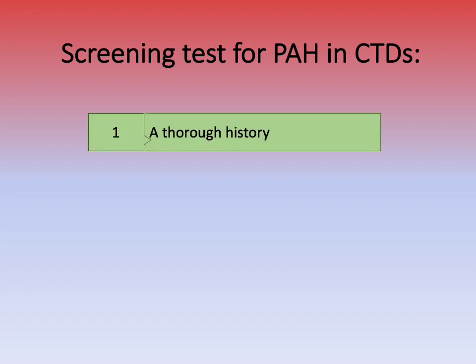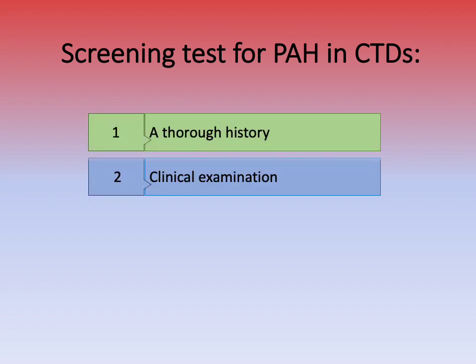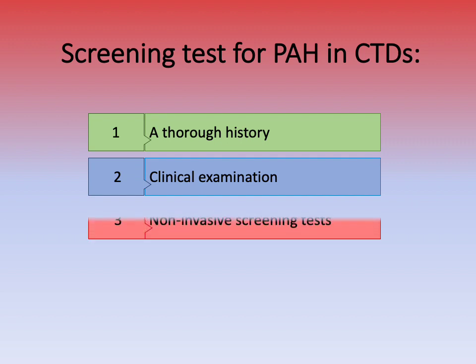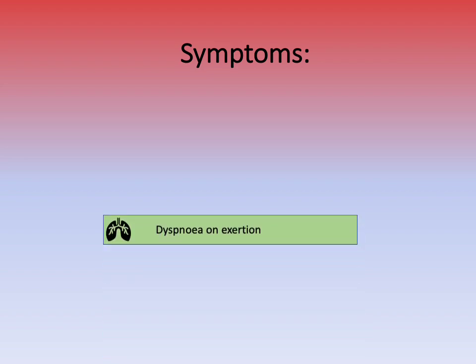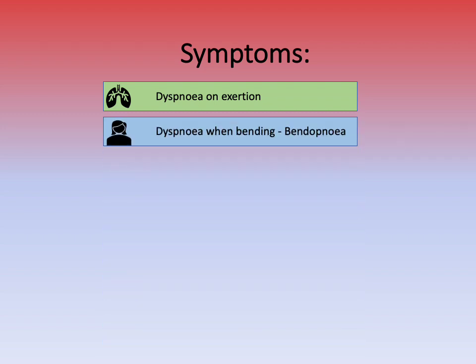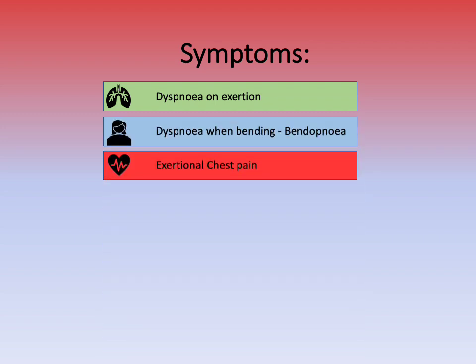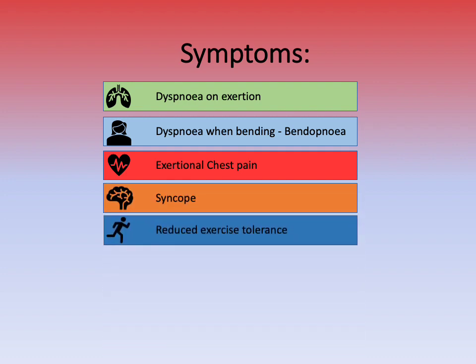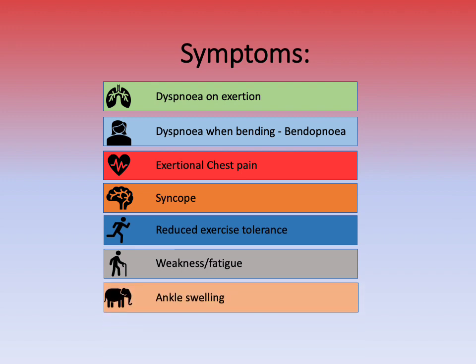Screening starts with a thorough history, clinical examination, and non-invasive screening tests such as echocardiogram, NT-proBNP, and pulmonary function test. Symptoms are mainly linked to right ventricular dysfunction and are typically associated with exercise in the earlier disease. They include dyspnea on exertion, dyspnea when bending, exertional chest pain, syncope, reduced exercise tolerance, weakness and fatigue, and ankle swelling.